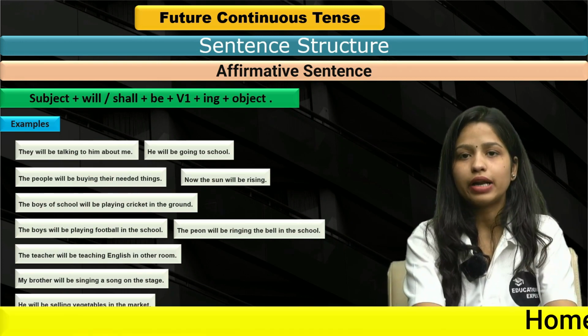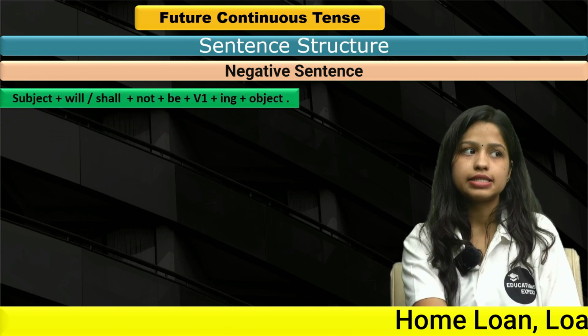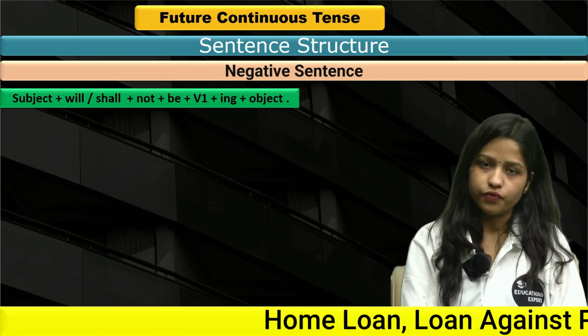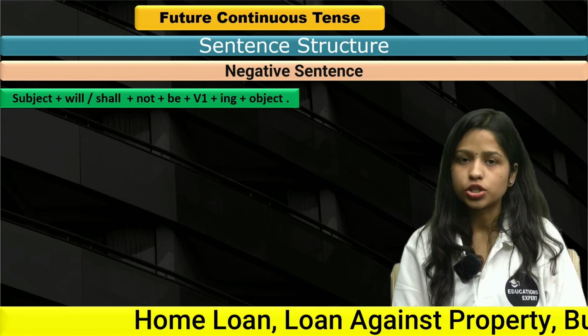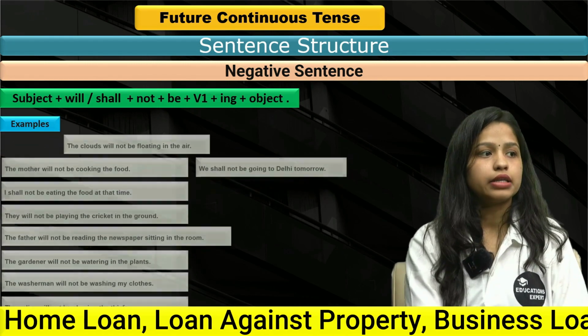Now let's move forward and understand negative sentences. Sentence structure for negative sentences is this. You just have to put not after the auxiliary verb. Otherwise, the rest of the sentence structure would be exactly the same. Subject, will, shall, not, be, V1, ing. Clear? All right, so these are the examples.